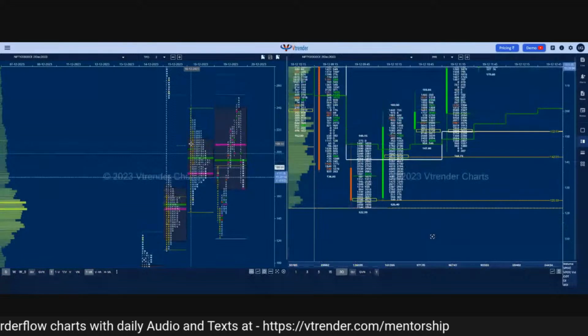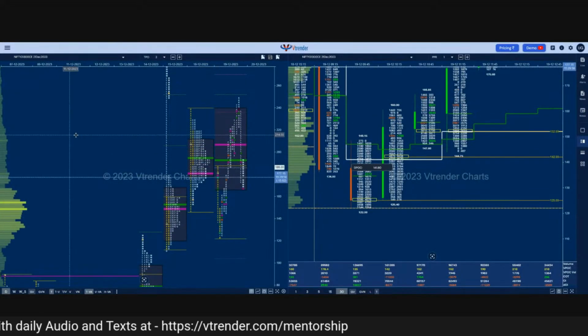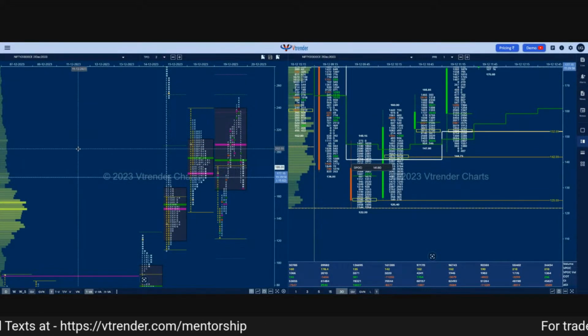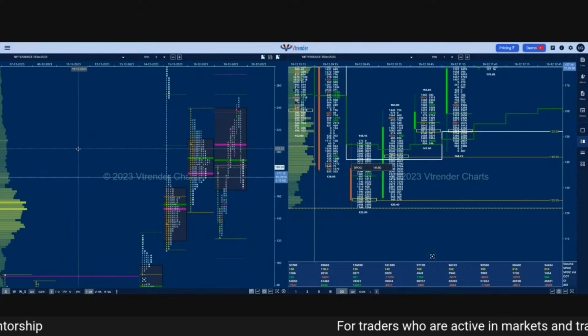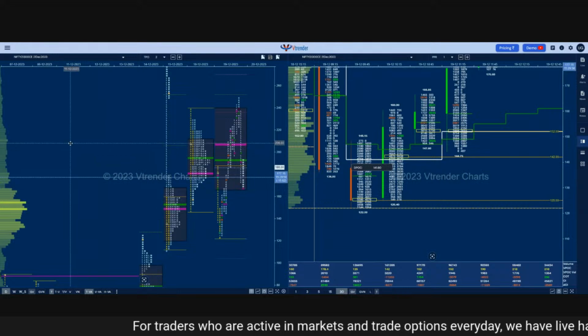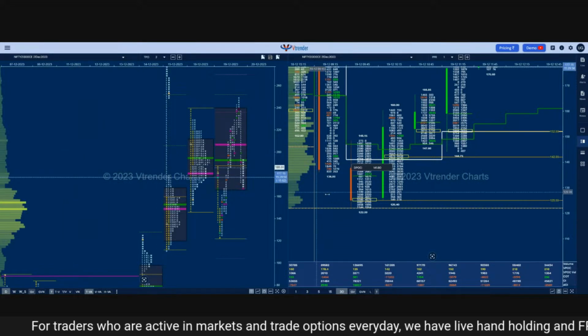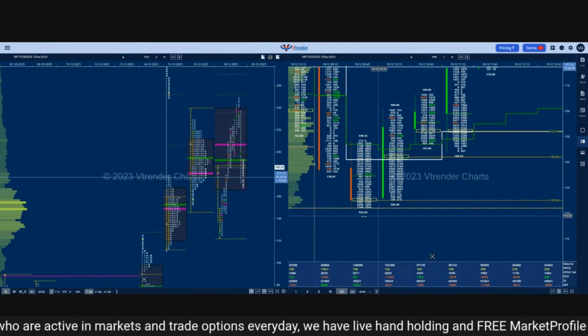So the same thing, what I am showing you now is on the option chart. We have seen the order flow chart of Nifty futures, but most of us trade in options, and even in the trading room, we do option trades. So this 21300 CE was what we were looking at today.